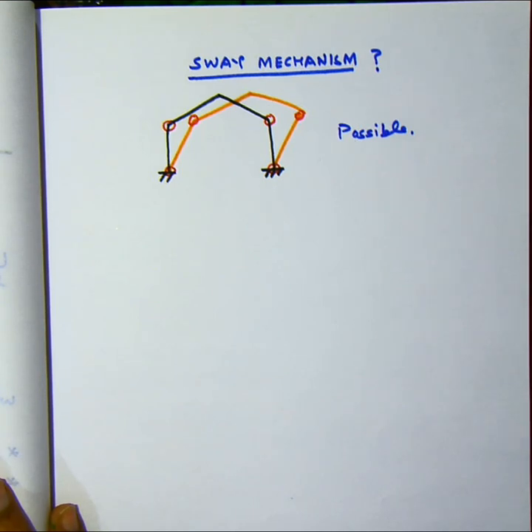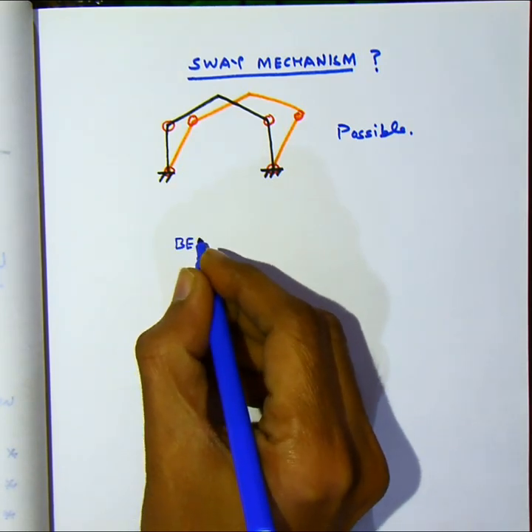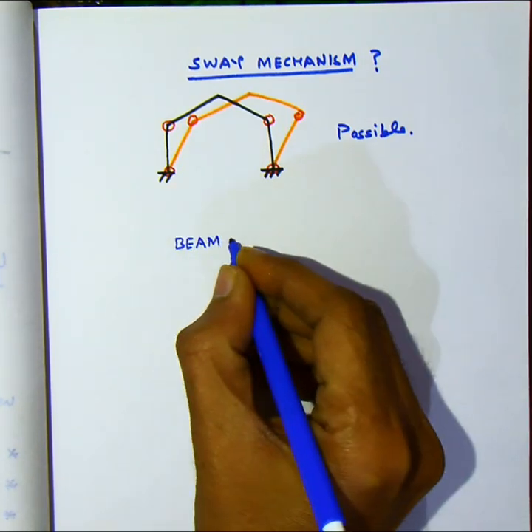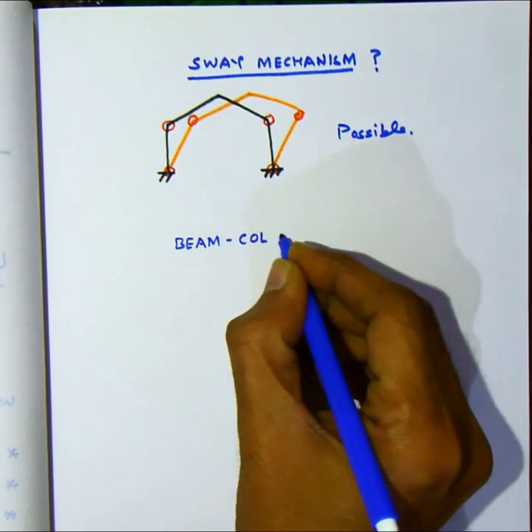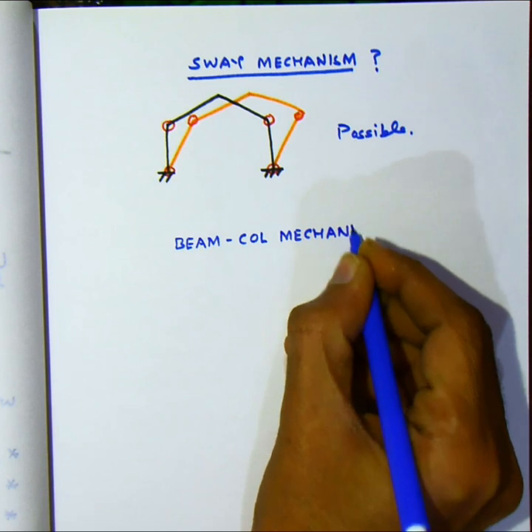And now we will consider the other mechanisms which are possible, that is the combined mechanisms. Now we begin with the beam mechanism. Can we do something with the beam mechanism to convert it into a real mechanism? Because the beam mechanism system is not a true mechanism.